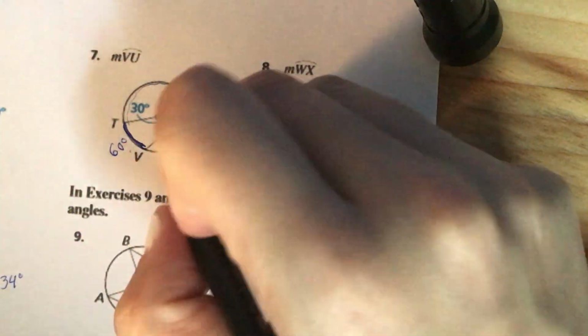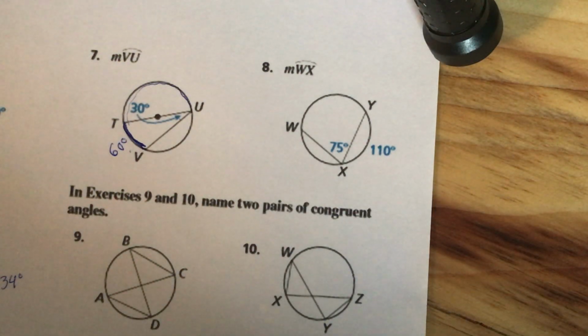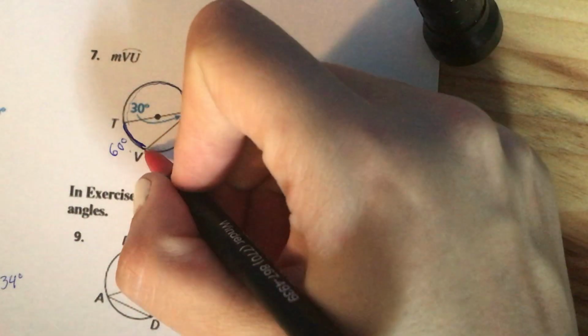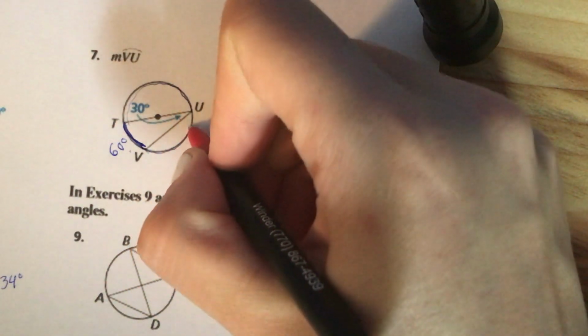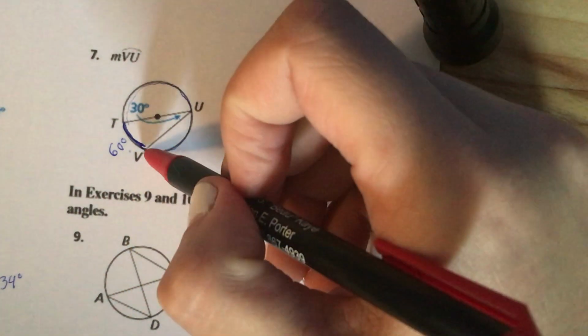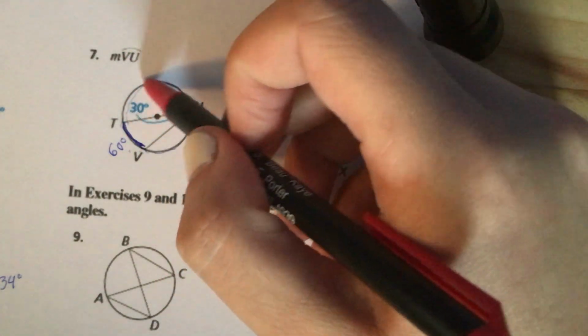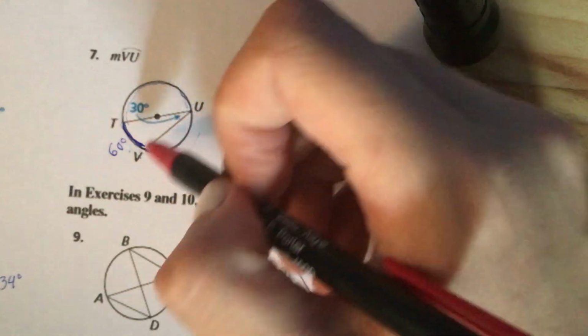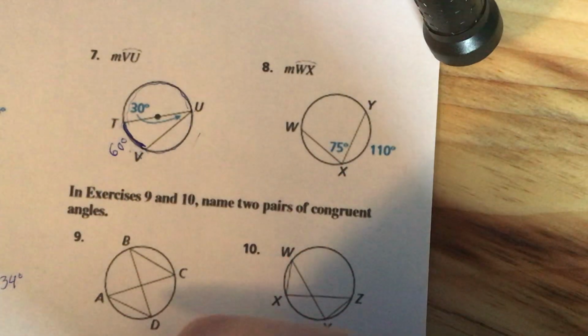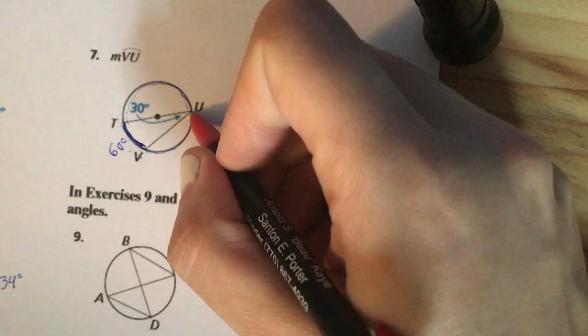Okay, or it's all the way, actually, no, VU is all the way on this side. The reason we know they're talking about this VU and not the big arc is because they would refer to this one as VTU. So it's just something to keep in mind. Okay, so we're going to find this arc right here.